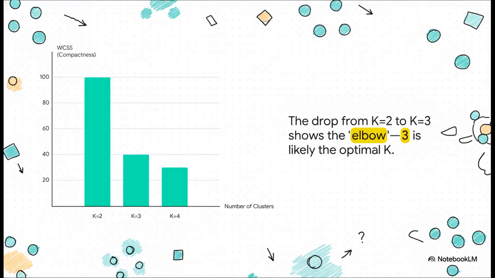So let's look at this chart here. It's plotting a score called WCS, which is just a fancy way of measuring how tight and compact the clusters are. Lower is better. Now notice that huge drop when we go from 2 clusters to 3. That's a big improvement. But then, look at the drop from 3 to 4. It's tiny. That sharp bend at k equals 3, that's our elbow. It's a huge clue that 3 is probably the best number of clusters for this particular dataset.